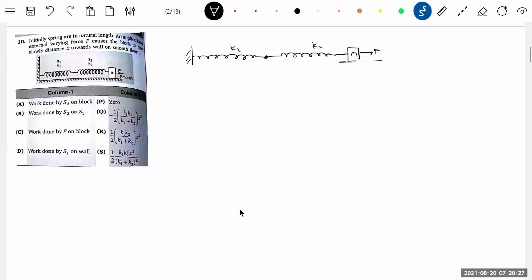Condition. Okay, fine. Now what we are going to do is apply an external varying force. Look at that joint connecting the spring and block. So like both the springs.